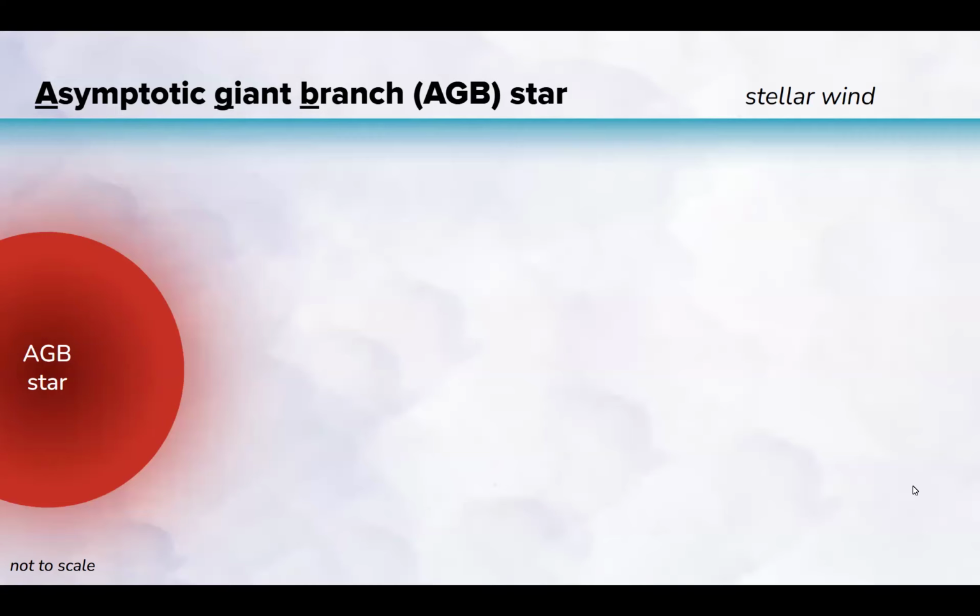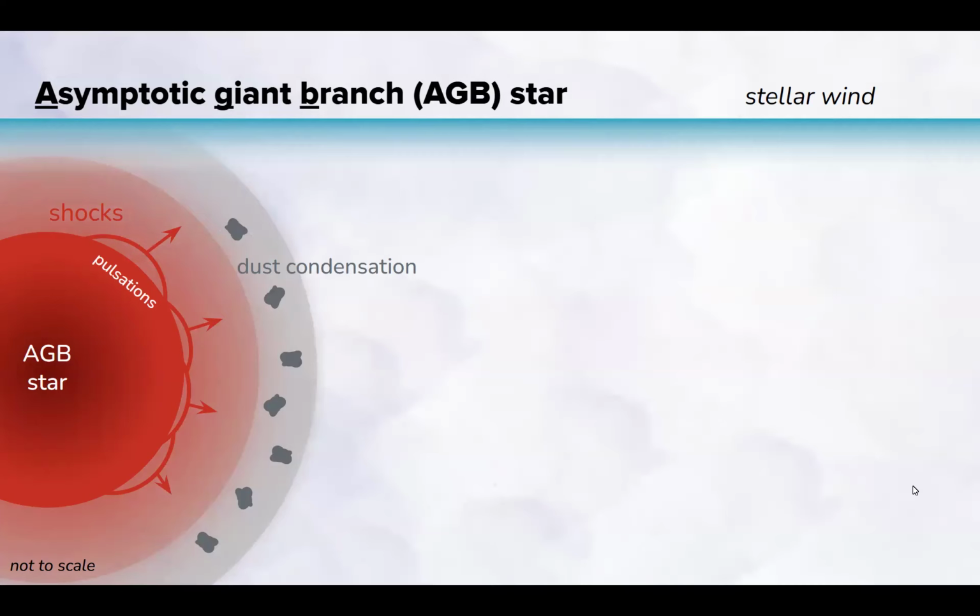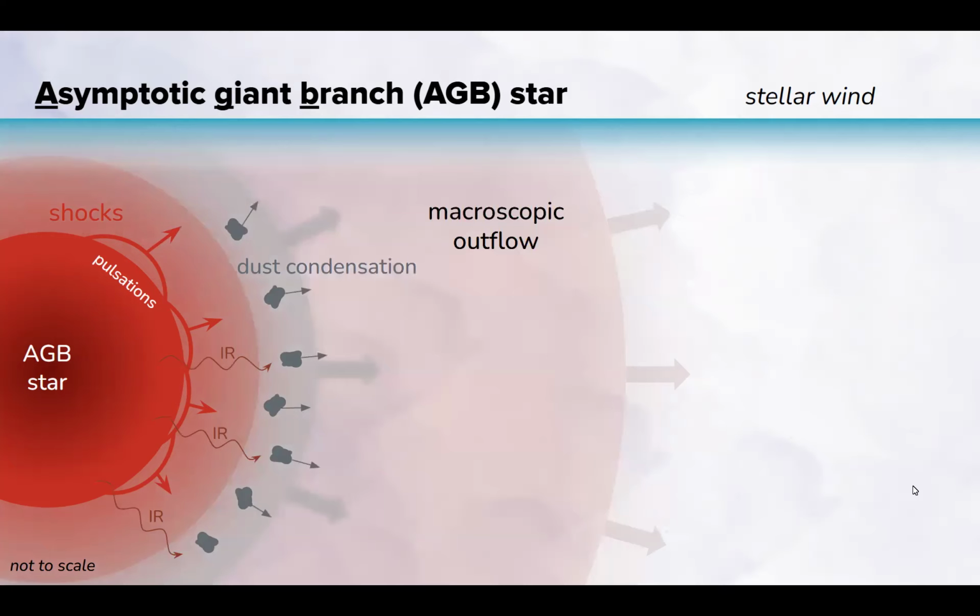Now it happens that these AGB stars shine in the infrared, and it is specifically this radiation that these dust grains can absorb and thereby get accelerated outwards. When they get accelerated outwards, they drag along the gas, and in this way there is a macroscopic outflow happening at the surface of the AGB stars. So in this way, a huge circumstellar envelope is formed around these AGB stars.